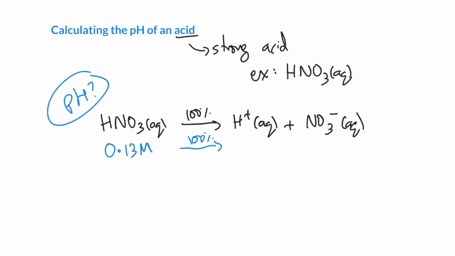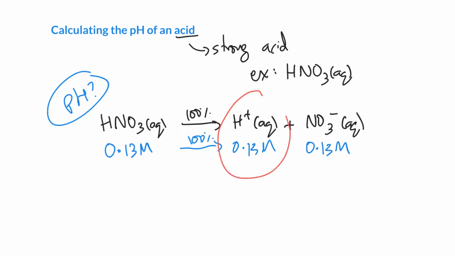The way we're going to do that is we're going to use the fact that it completely breaks down. That means that if there is 0.13 moles of HNO3 in a liter, there will be exactly that same number of moles in a liter of H+ and of NO3-. So the concentration of H+ is 0.13 molar. The concentration of nitrate is 0.13 molar. The osmolarity of that solution is 0.26 molar, where we add them up just for fun. But of course, the osmolarity has nothing to do with pH. That was just kind of a fun throwback, I suppose.